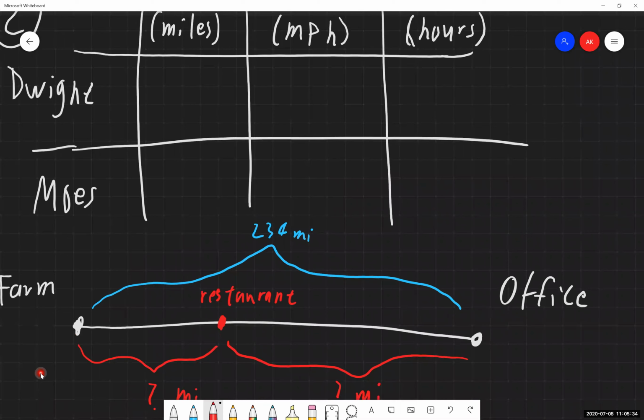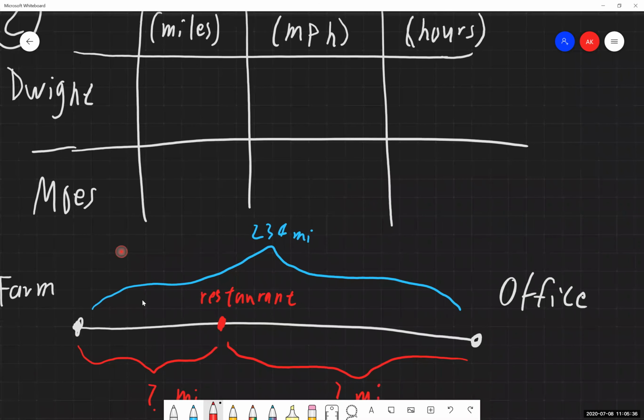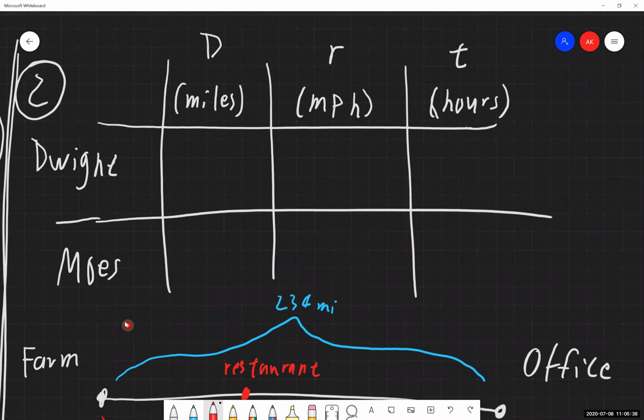So based on the information that we have, we're going to still try and fill in everything that we have from here. Based on what we've been given, Dwight and Mose drove 2 hours to the restaurant. Okay, so what is the time for them? Well, we were told Dwight and Mose drove 2 hours to the restaurant. So it's 2 hours and 2 hours.